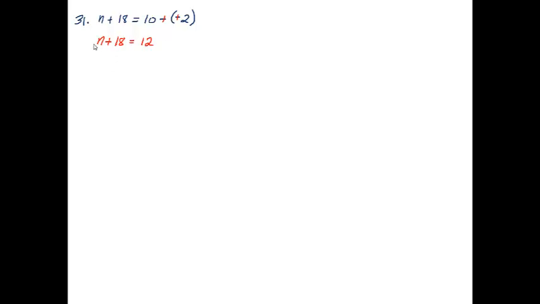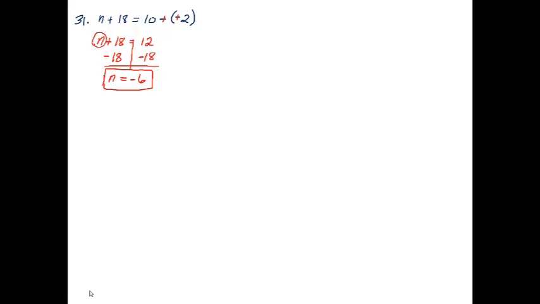Once we combined our like terms, now we see that we need to get our variable by itself, and our variable is n. So again, we look at who's in n's territory. It would be the 18. And what is he doing? He's adding. So we need to subtract 18 on both sides of your equal sign, your gate, and you get n is equal to negative 6. And remember, you can check these by plugging it back into the original problem.